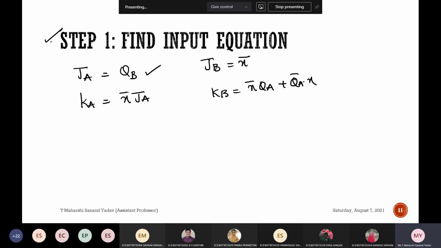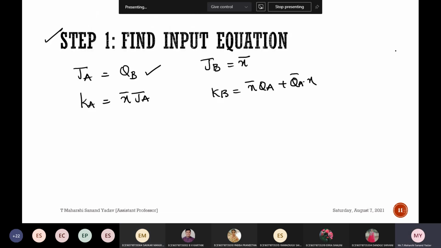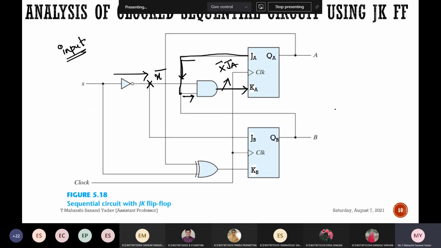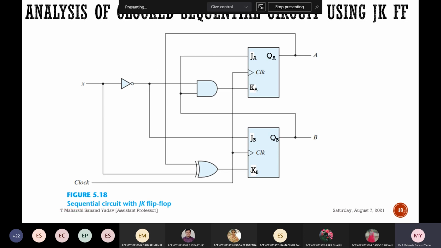Now this is our first step. What will be the second step? It will be the state table: present state, input, flip-flop, next state. So what is missing here? Output. Output is not there, because it is not indicated here. Only A and B are given. Suppose one AND gate were given, connected like this, with output Y. Then you would have to consider the output, or else not needed. So simply follow the logic diagram.